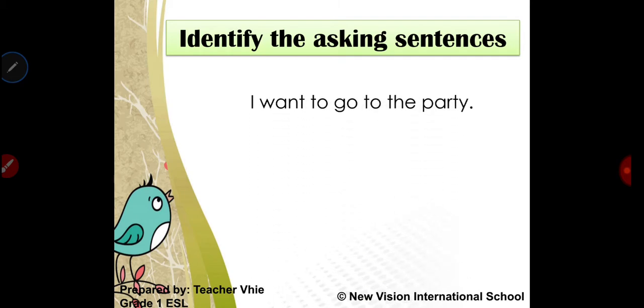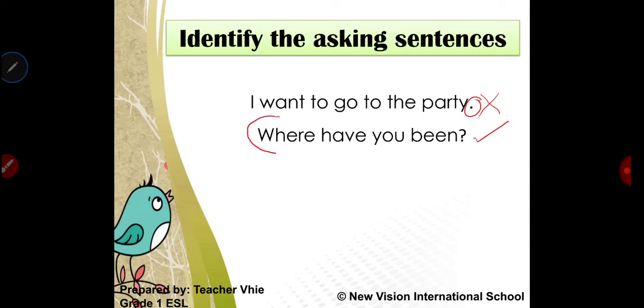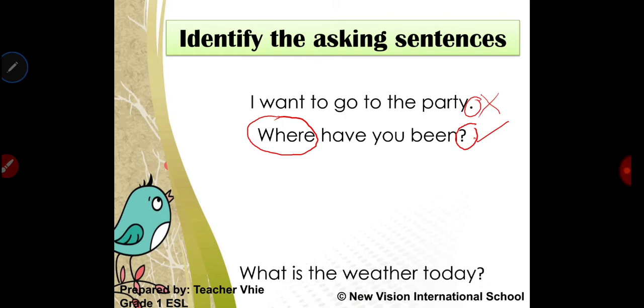The first one is, I want you to go to the party. Is this an asking sentence? Yes or no? Great. No. Why? Because it ends with a period. And an asking sentence doesn't end with a period, right? Great. How about number 2? Where have you been? Is this an asking sentence? Yes. Why? Because it asks the WH question and ends with a question mark. Good job.